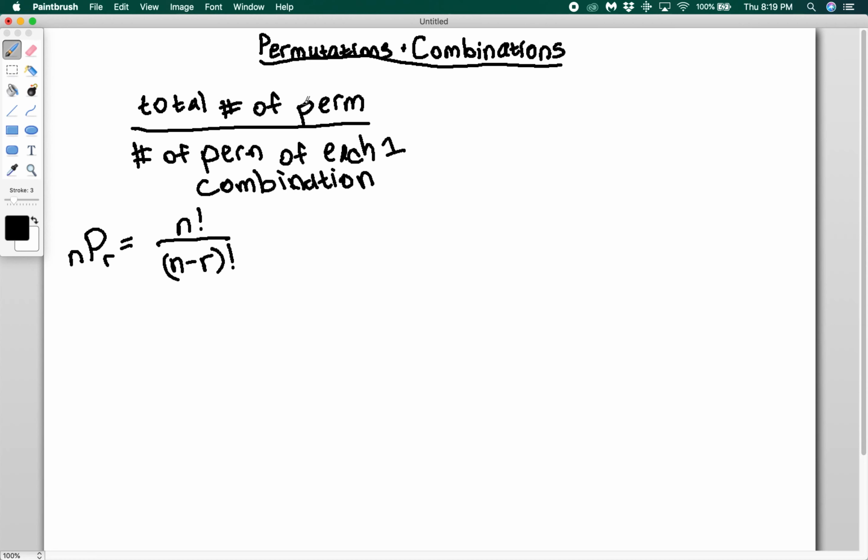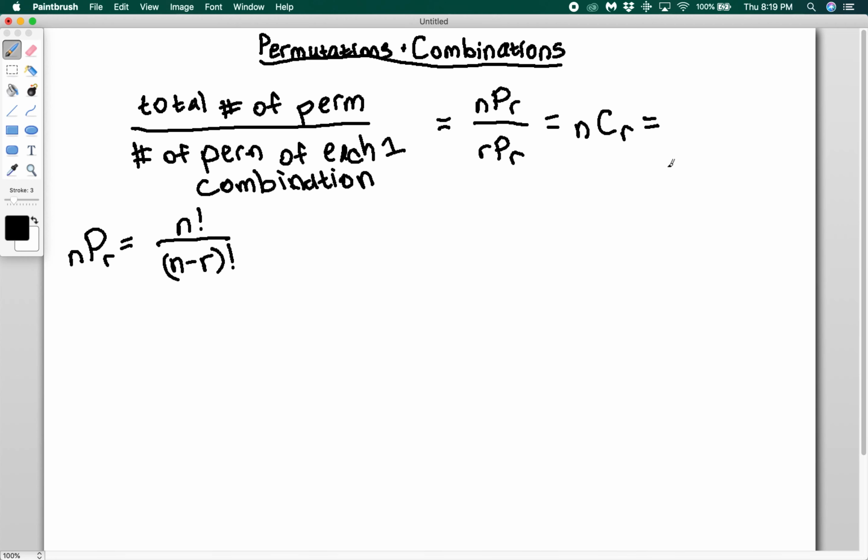So if we want the total number of permutations, we want to divide out the number of permutations of each one combination. We're going to have nPr divided by rPr. And if you plug these things in and do it out, you end up with the equation for the combination, or n choose r.